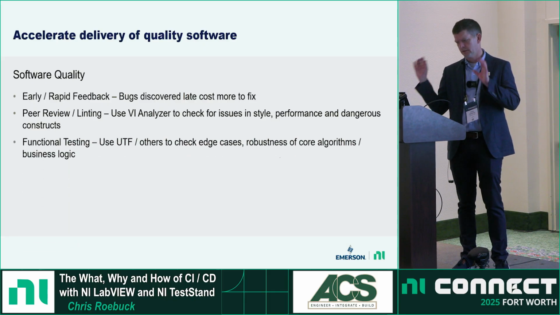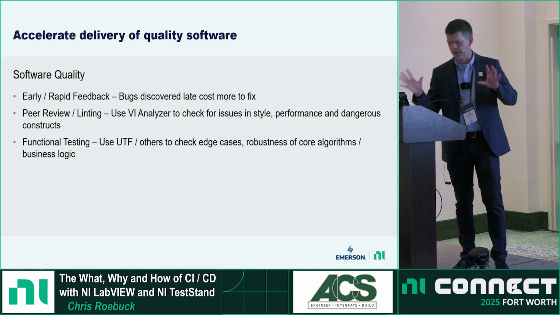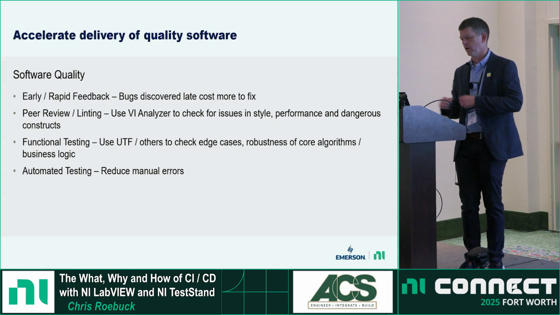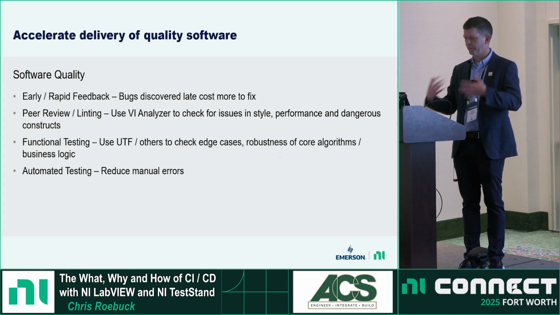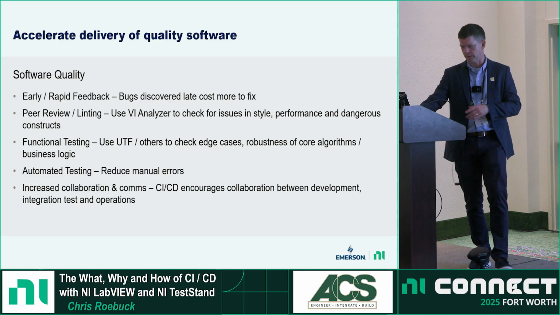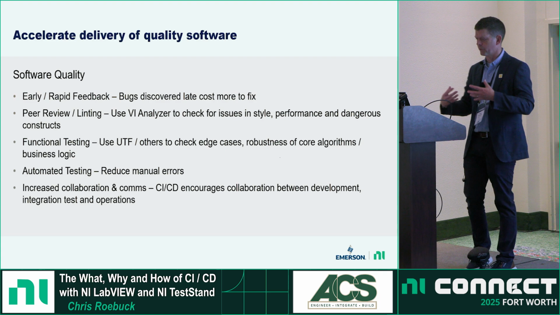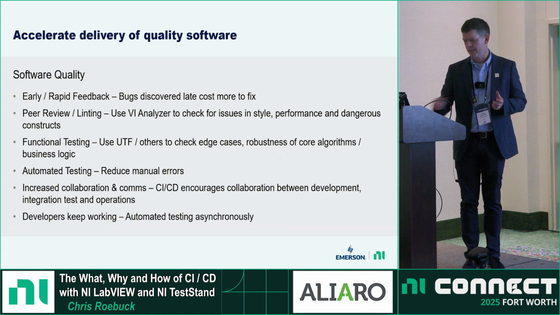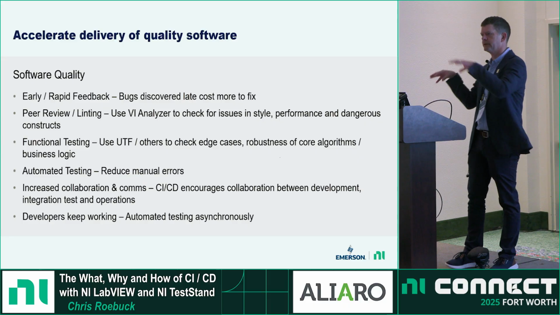Functional testing, using unit test framework to check edge cases, the robustness of your algorithms, etc. Automated testing. These are all things that can improve quality, reducing manual errors. I'm going to zip through a few of these. And there we go. Increased collaboration. CI/CD encourages collaboration. And then finally, developers get to keep on working.